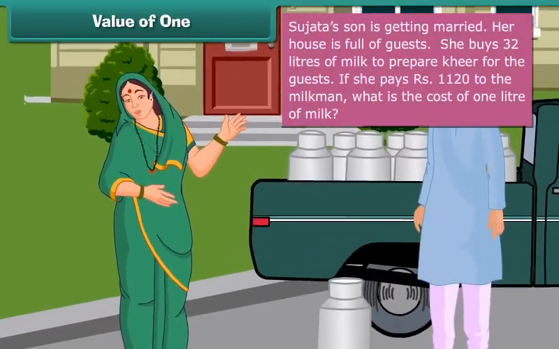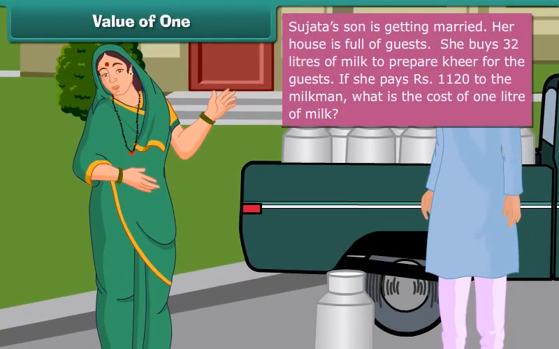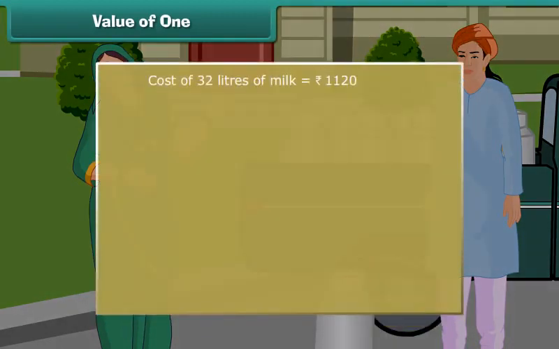Sujata's son is getting married. Her house is full of guests. She buys 32 liters of milk to prepare kheer for the guests. If she pays 1,120 rupees to the milkman, what is the cost of 1 liter of milk? Cost of 32 liters of milk is 1,120 rupees. Cost of 1 liter of milk is 1,120 divided by 32.